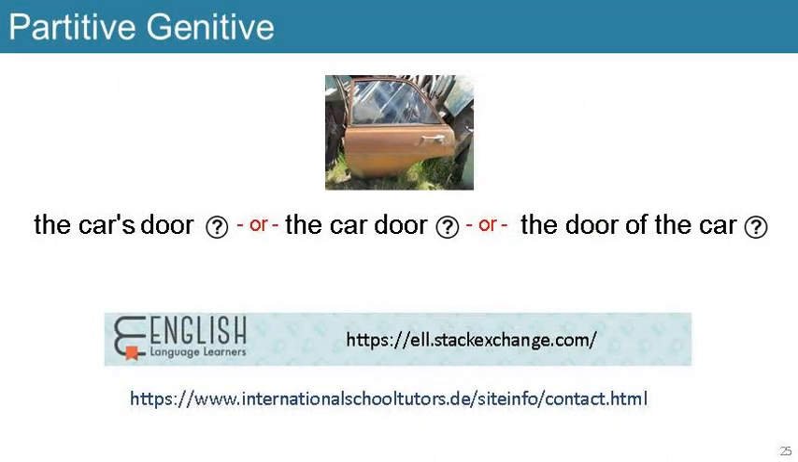This is a tricky grammatical issue. If you are unsure which partitive alternative is the best in a given context, you are recommended to ask for help on a good grammar Q&A site, such as English Language Learners. You can also send me an email via the site contact page.